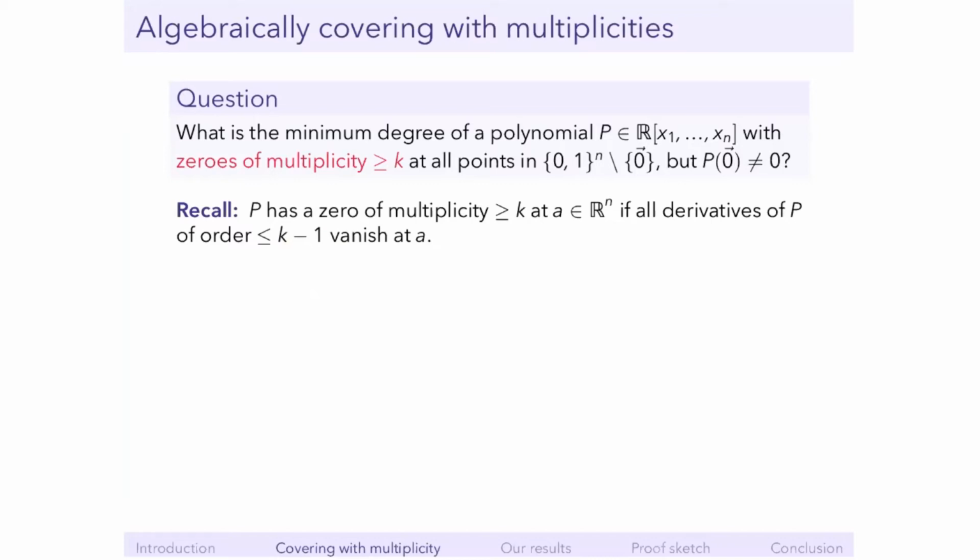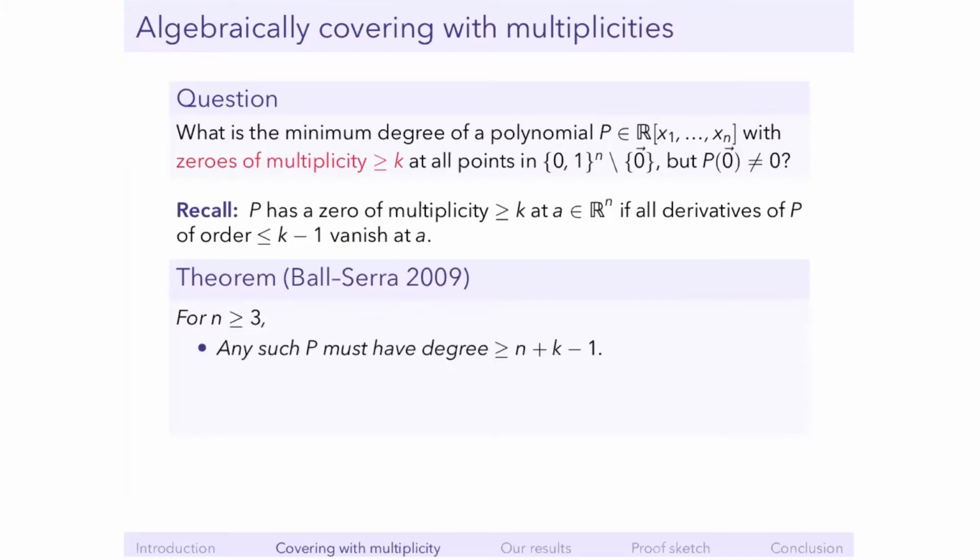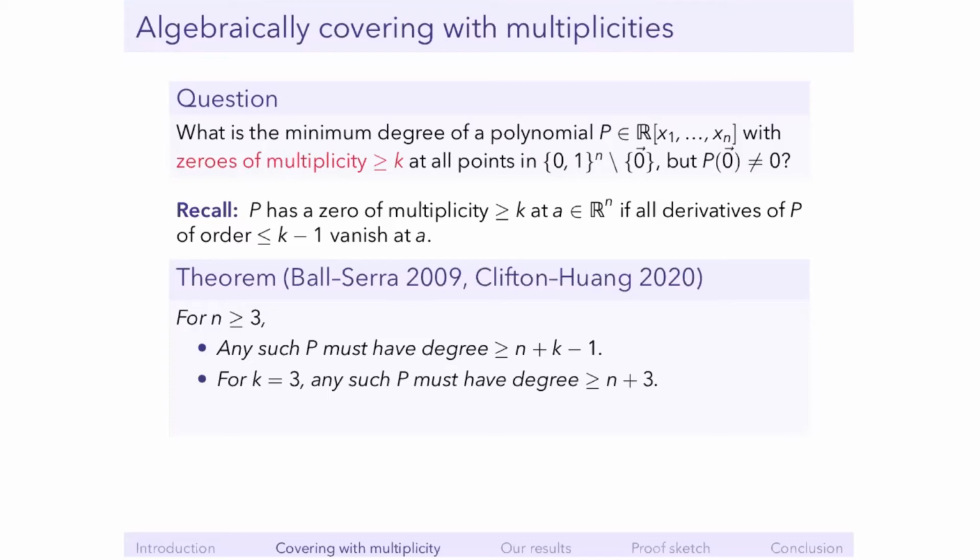So this algebraic question was actually studied even before Clifton and Huang. So it was studied by Ball and Serra about 10 years ago. And what they were able to prove for lower bounds on this question was that any such polynomial needs to have degree at least n plus k minus 1. And then, as I mentioned on the last slide, Clifton and Huang were able to improve this to get their lower bounds. So Clifton and Huang showed that when k is 3, you can get a lower bound of n plus 3 for this question. And when k is at least 4, you can get a lower bound of at least n plus k plus 1 for this question. So this is really how all of the lower bounds I showed on the previous slide come from. They're really lower bounds on this algebraic question.